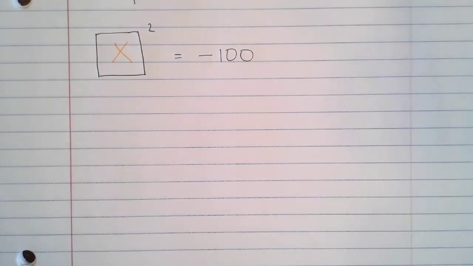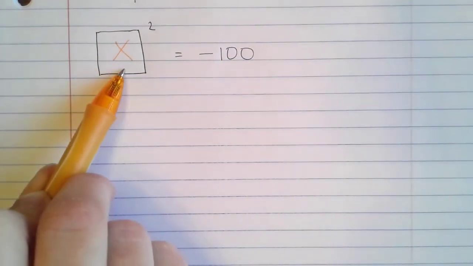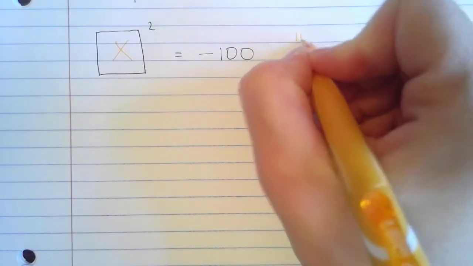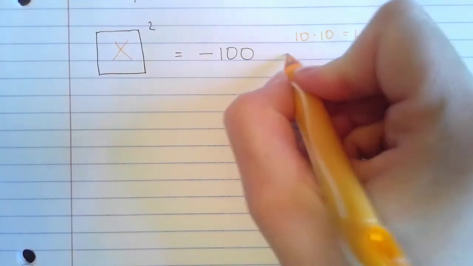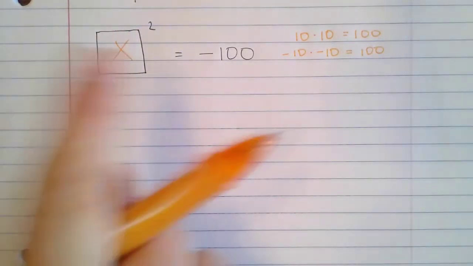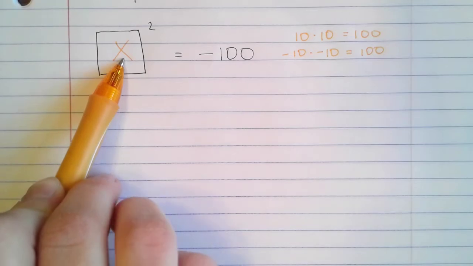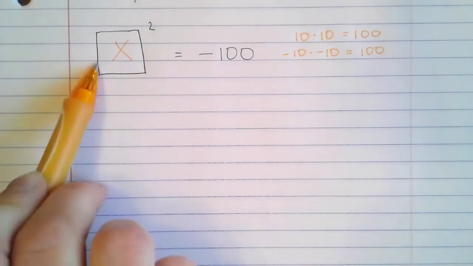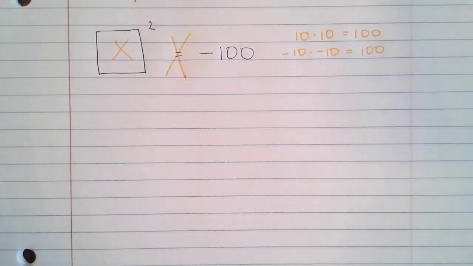And this is why. There is no number multiplied by itself that gives you a negative number. For example, positive 10 times positive 10 is equal to a positive 100. Negative 10 times negative 10 is equal to positive 100. Now, there's always someone who says, well, 10 and negative 10. You're right. But if x is the exact same number, so 10 and 10 or negative 10 and negative 10, you will never, ever, ever be able to get a negative 100.